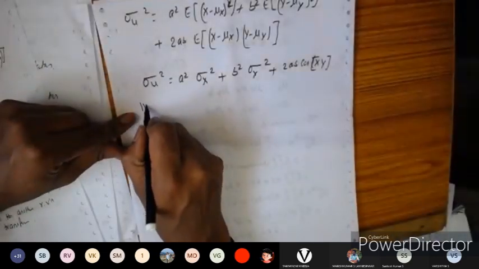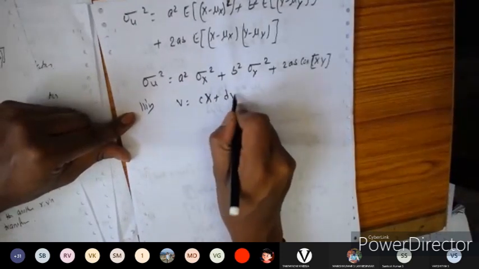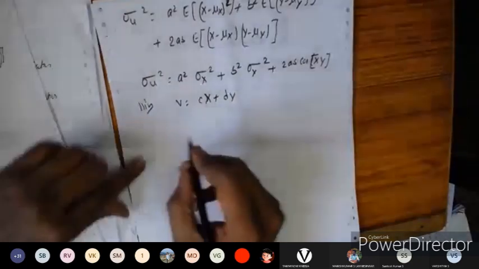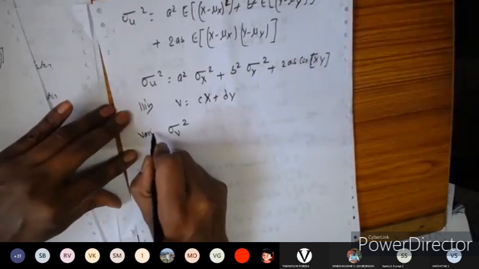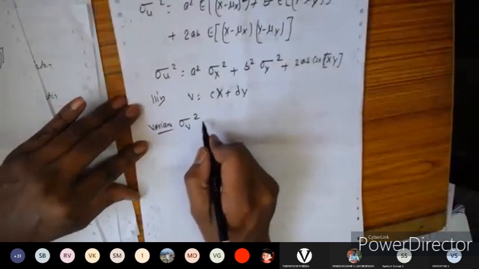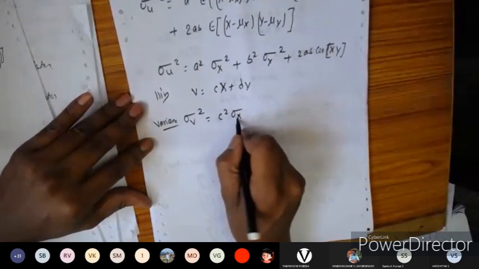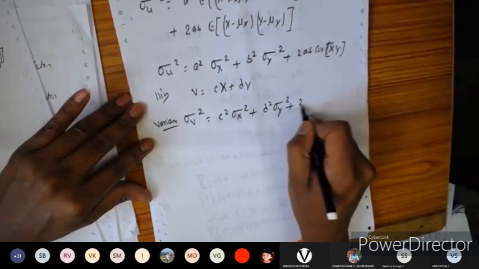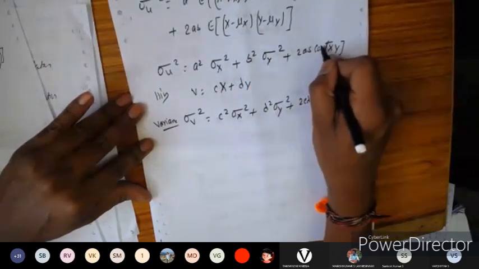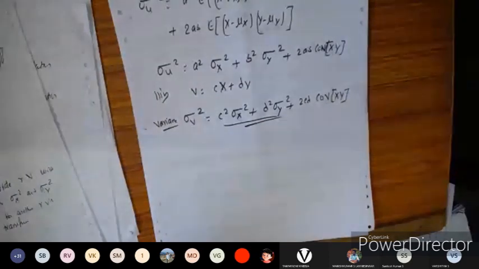Okay, so similarly we are going to do it for sigma v square. We have v is equal to c into x plus d into y. So the variance of the random variable v is given by sigma v square equal to, in place of a we have c, so c square into sigma x square, plus in place of b we have d, so d square into sigma y square, plus 2cd into the covariance of x y.